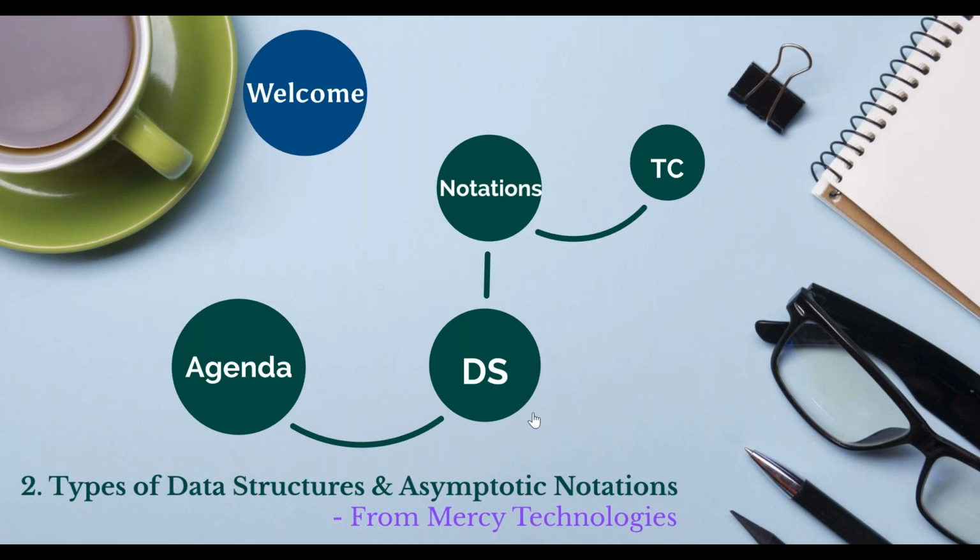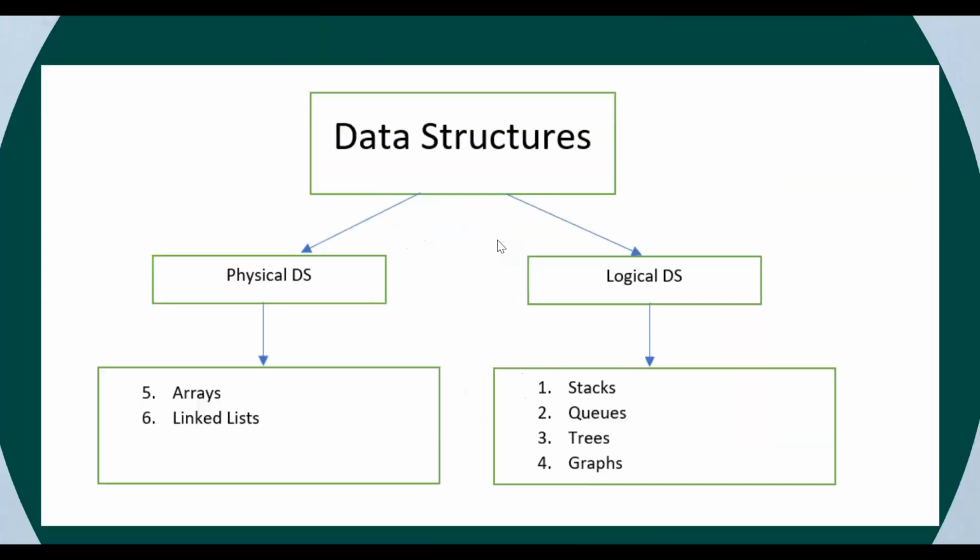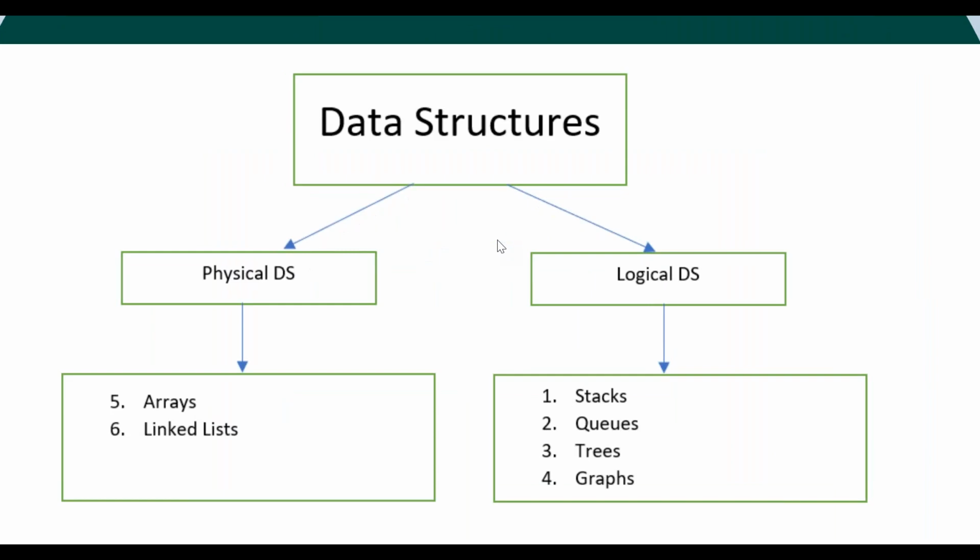Okay. So as part of our agenda, we'll go with the first part. What are the different types of data structures? Data structures are of two types. One is physical data structure, and the second is logical data structure. Physical data structures are the ones that exist in memory physically, right? They exist in memory physically. When I say physically, it means it has an intuitive way.